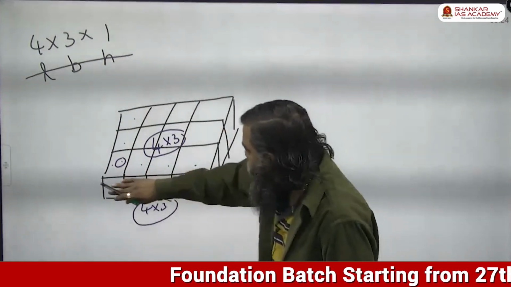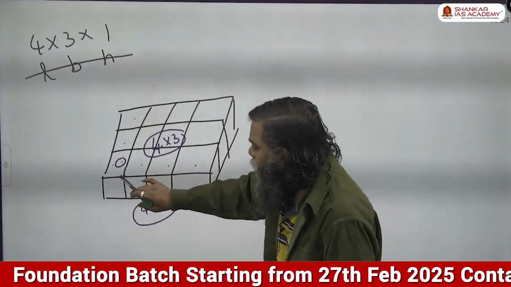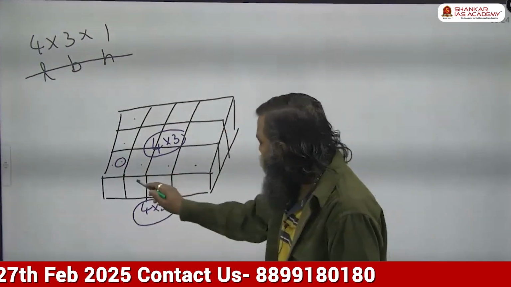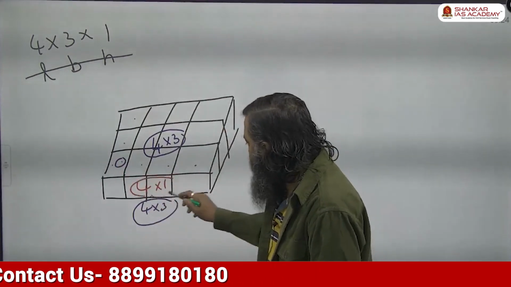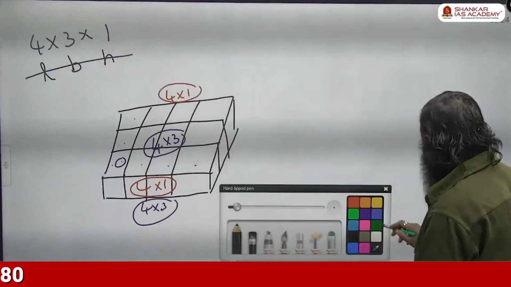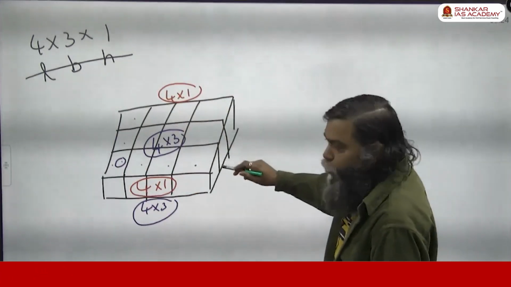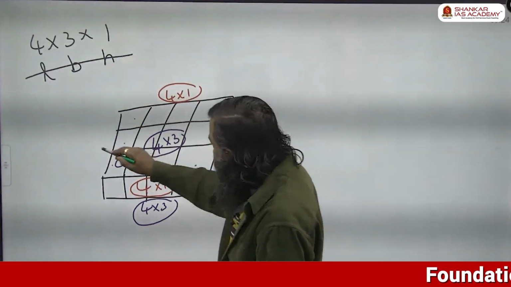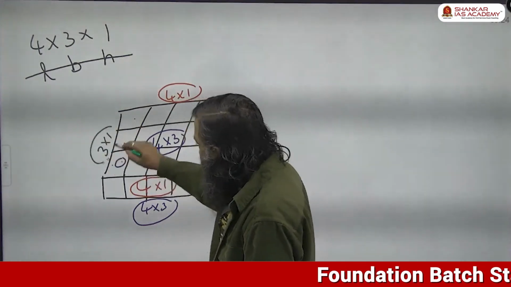What is the front dimension? 1, 2, 3, 4. And here 1. So front is 4 by 1. Do you understand this? Back side must be the same. Tell me, what is the right hand side dimension? Right hand side: 1, 2, 3. Here 1. Right hand side dimension is 3 by 1. Left hand side is the same. Understood?